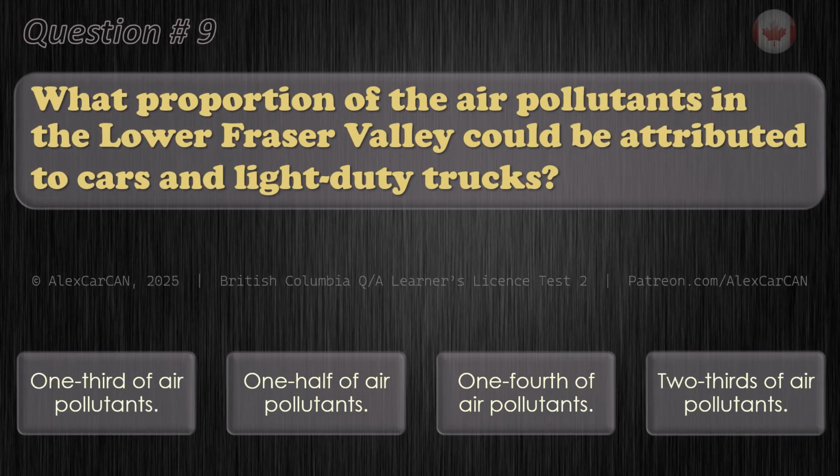Question number 9. What proportion of the air pollutants in the Lower Fraser Valley could be attributed to cars and light-duty trucks? 1/3 of air pollutants. 1/2 of air pollutants. 1/4 of air pollutants. 2/3 of air pollutants. The correct answer is 2/3 of air pollutants.